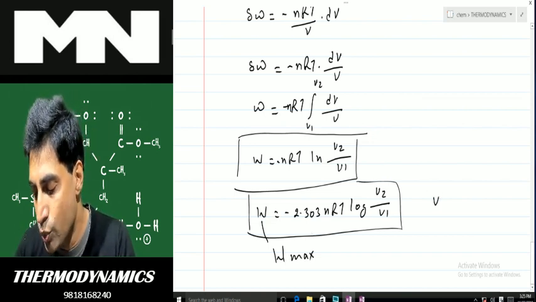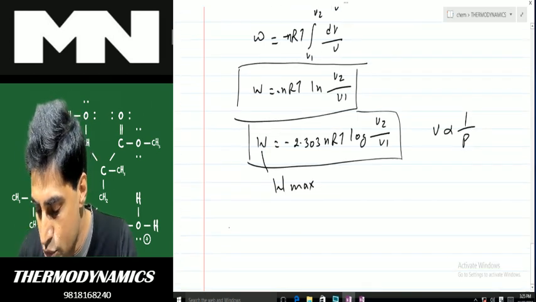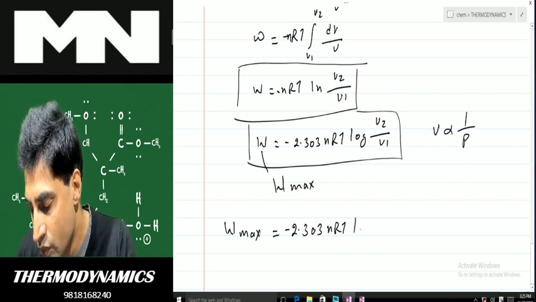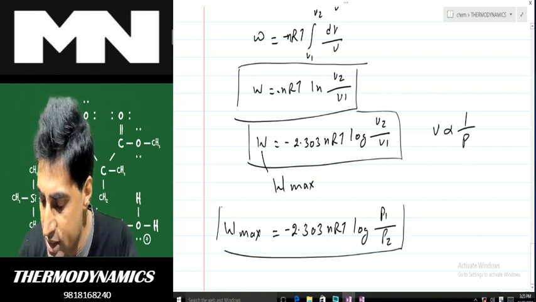You know very well that volume is inversely proportional to pressure. So in this case, we can also write work done maximum is also equal to minus 2.303 nRT log P1 by P2. So this is how you can calculate the reversible work.